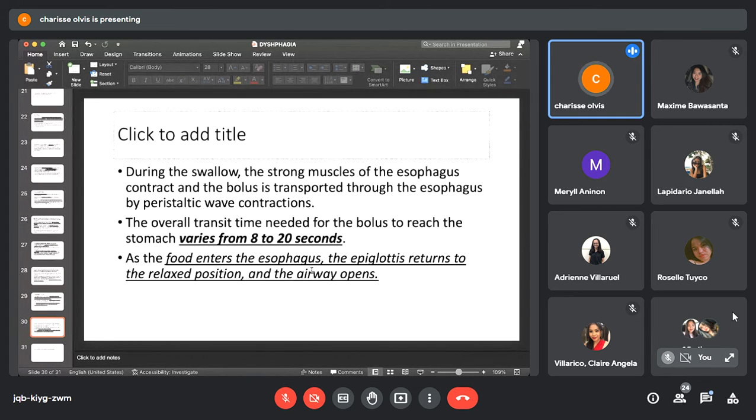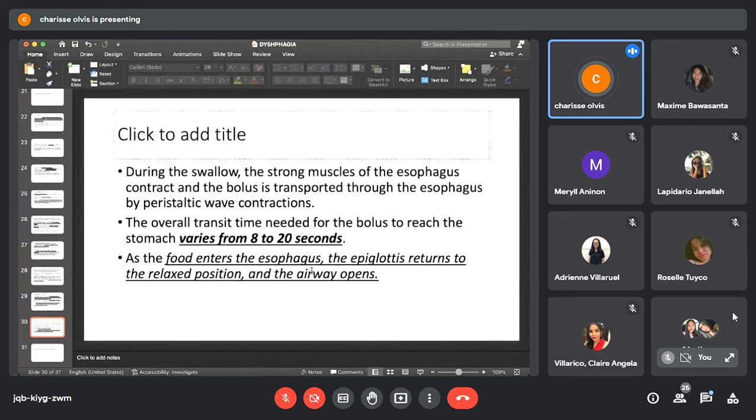The overall transit time of the bolus from the oral cavity towards the stomach varies from 8 to 20 seconds. Okay? So let's give an allowance of 10. So let's say 8 to 30. If our client reaches maybe 1 minute just to swallow the food, then there's really a problem.